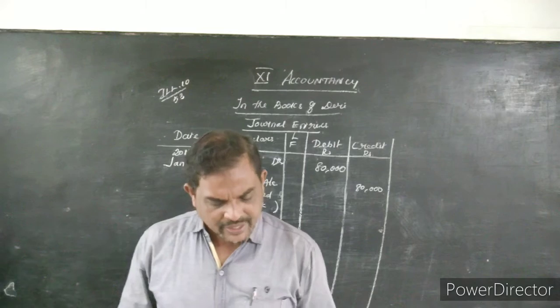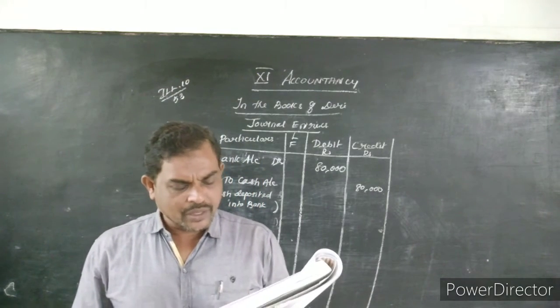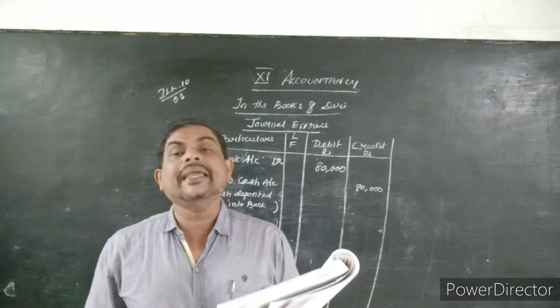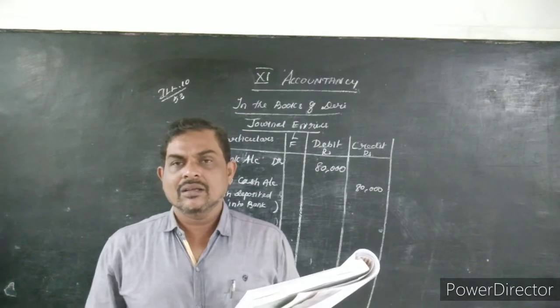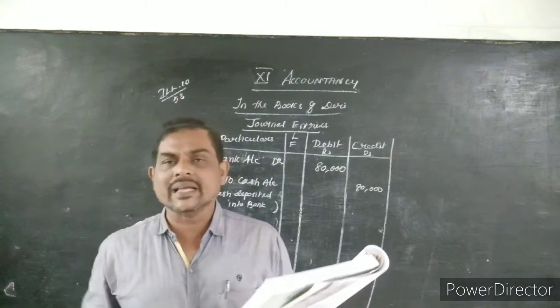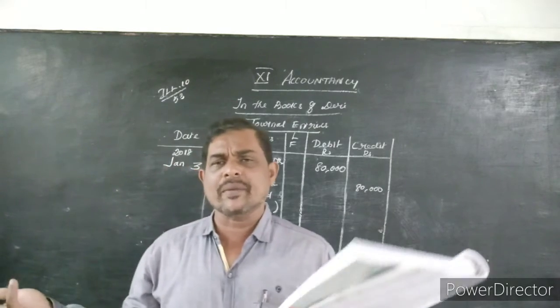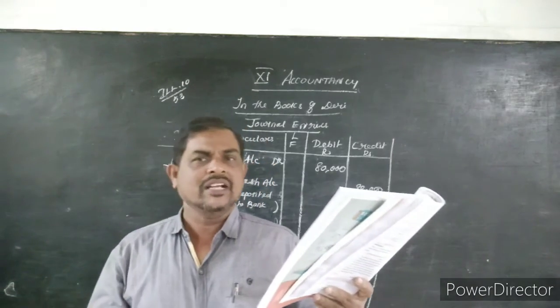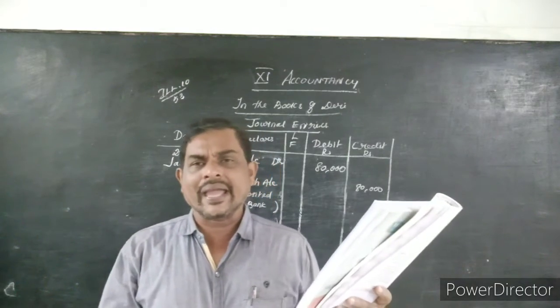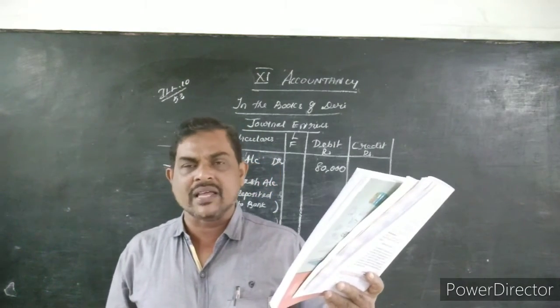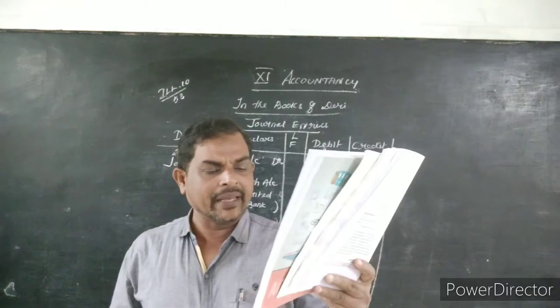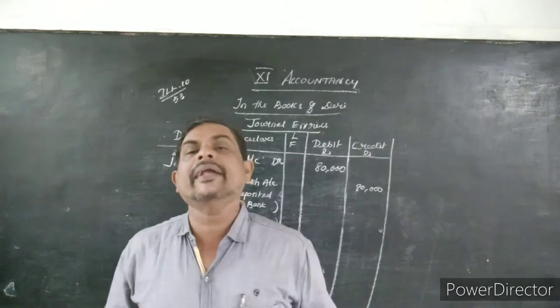Come to the next transaction. Date 4. Purchase of goods from B and company. Before that we purchased from A and company, now we purchased from B and company. We can purchase from so many creditors, that is not a problem. Now I purchased some goods for my business from B and company, and payment made through debit card.